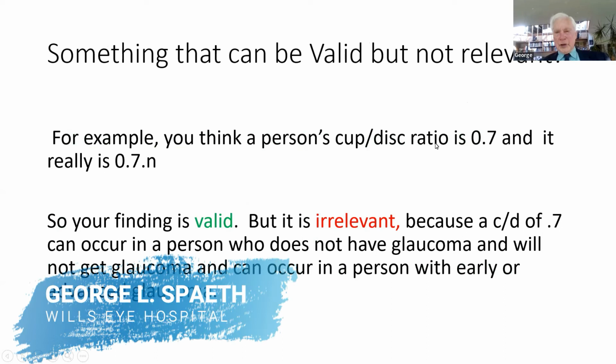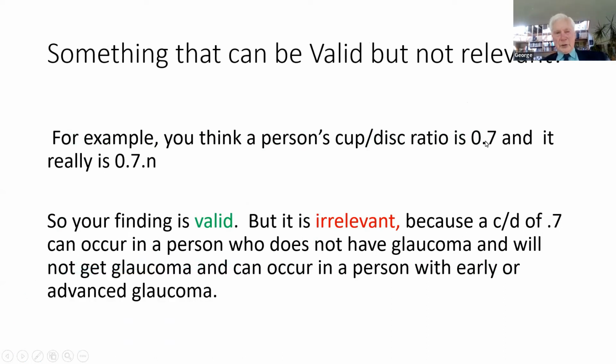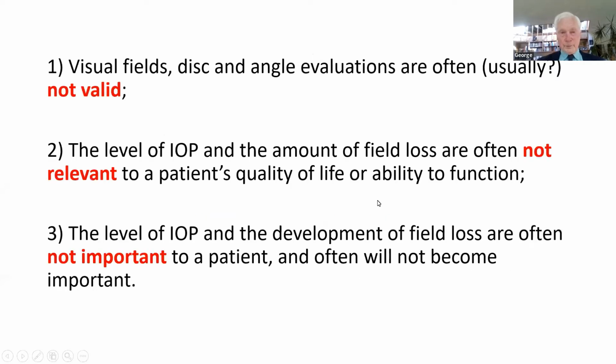Okay, a person's cup disc ratio, we're going to talk quite a bit more about this, maybe 0.7, and it really is 0.7. That's valid, but it's irrelevant. Who cares? A cup disc ratio of 0.7 can occur in a person who has glaucoma or doesn't have glaucoma. It's irrelevant to whether they've got glaucoma or not. So what difference does it make whether it's 0.7?